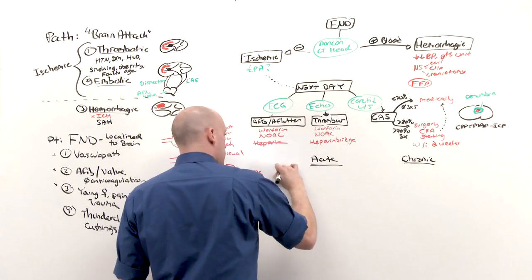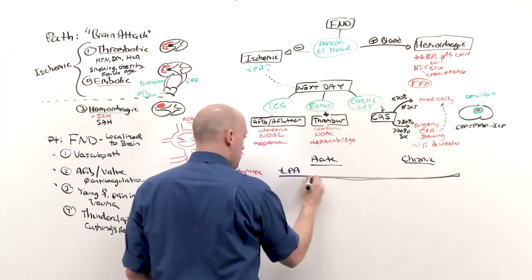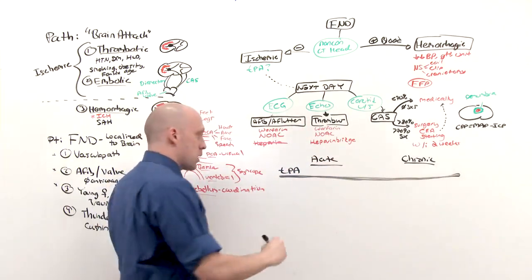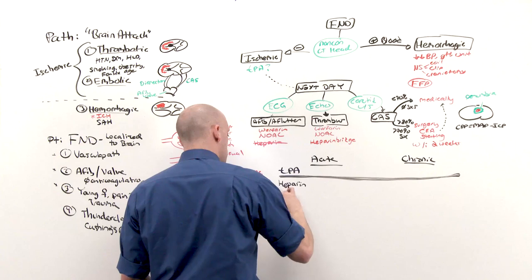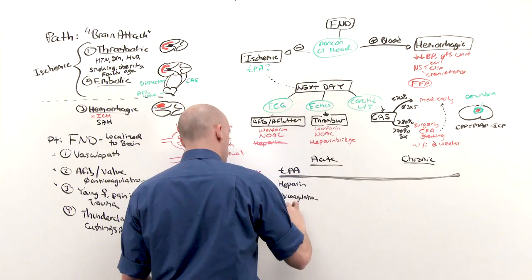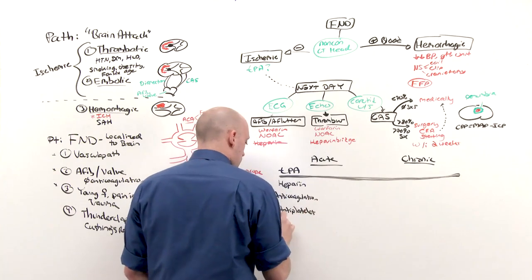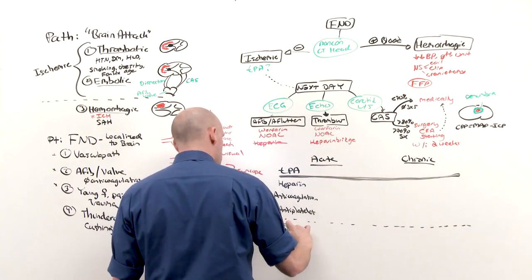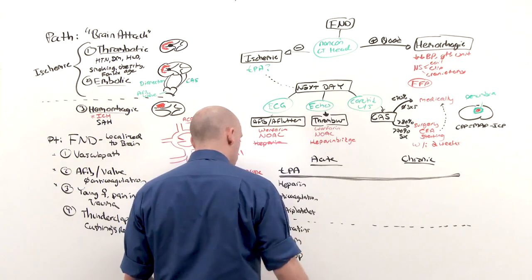We want to talk about who can we TPA, and that's the major decision point, TPA or not, because it changes everything else that follows. And then I want to talk about, do we do heparin? Do we do anticoagulation? Antiplatelets? And then other risk factor modification like statins, diabetes control, and blood pressure control.